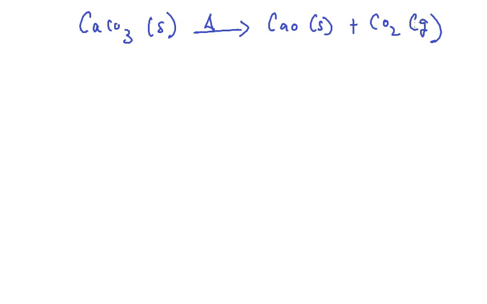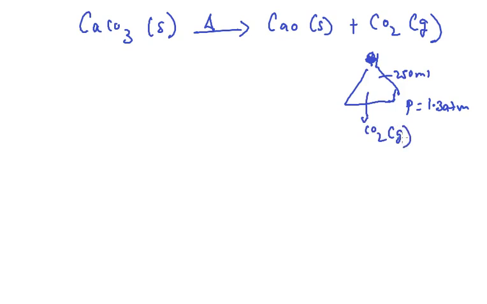The question here is: if you have a sample of calcium carbonate that is decomposed, and the carbon dioxide gas is collected in a 250 milliliter flask, when the decomposition is complete the gas is kept at more than atmospheric pressure, under a pressure of 1.3 atm. The temperature inside the flask is around 31 Celsius. How many moles of carbon dioxide gas were generated?